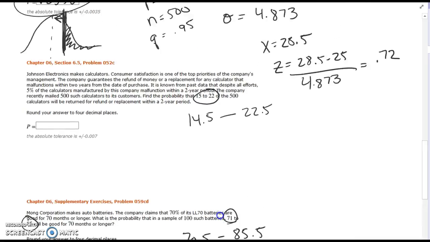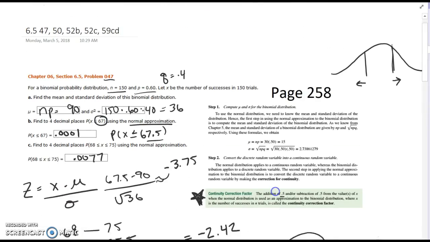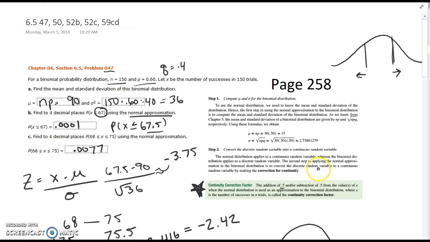So hopefully this explains how to correct for continuity, but once you've done that, it's the very same approach of what you've been doing in the previous chapter.